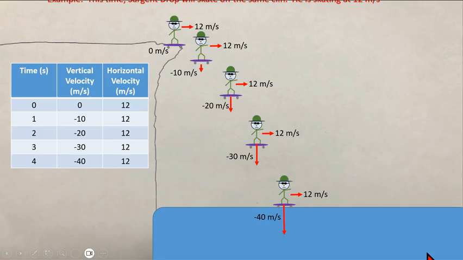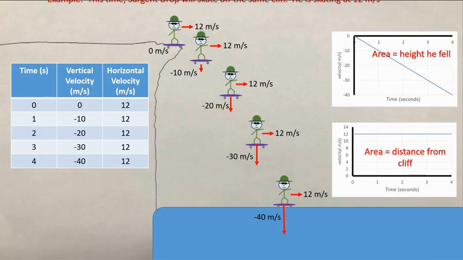All right, and so this is what would happen to him. And now we have to keep track of two velocities, one vertical, one horizontal. And they're independent of each other, meaning the one doesn't affect the other. All right, if he had rolled off at 24 instead of 12, his vertical velocity would have still done the exact same thing.